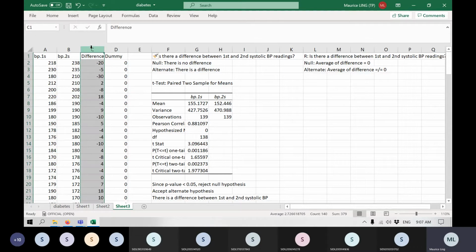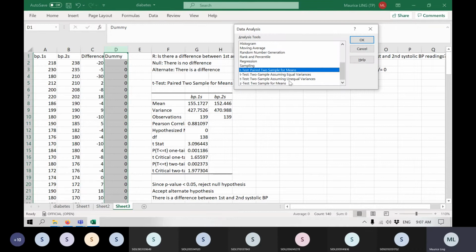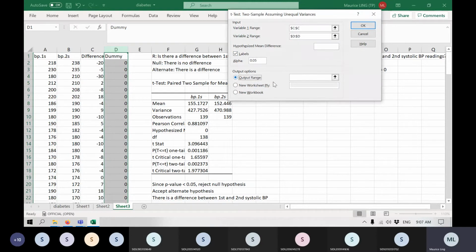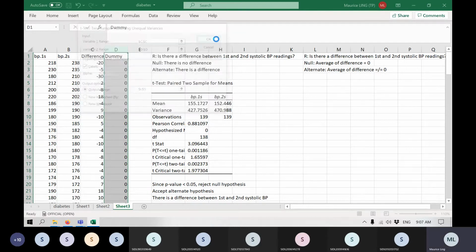Because the variance of difference and the variance of dummy are going to be very different, you use t-test assuming unequal variance. Definitely the variance of this difference column and the variance of the dummy column are going to be very different. Variable 1 range, you take the difference. Variable 2 range, you take the dummy. Click on labels, choose the output range, put it here, and you see the results.